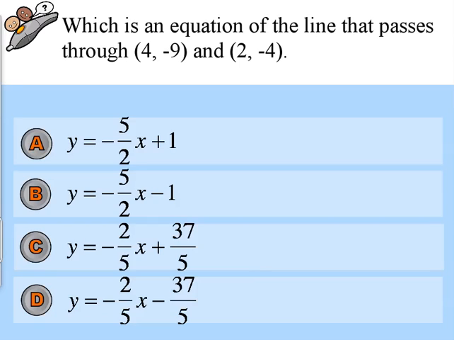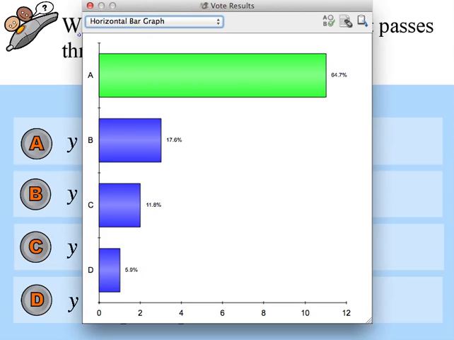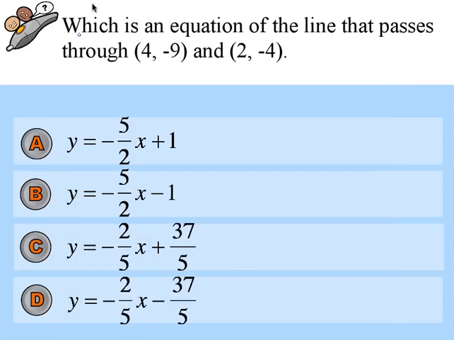Okay, about 10 seconds. I'll let you finish up. The answer is A. Okay. Now C and D shouldn't apply because your slope actually is -5/2. When you calculate your slope, you end up getting -9 minus -4, which is -5, divided by 4 minus 2, which is 2. Okay. So you end up having y equals -5/2 x plus b.